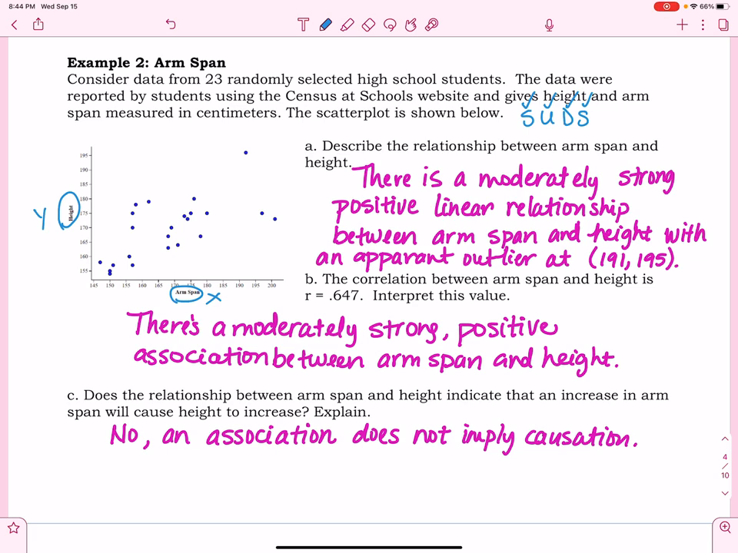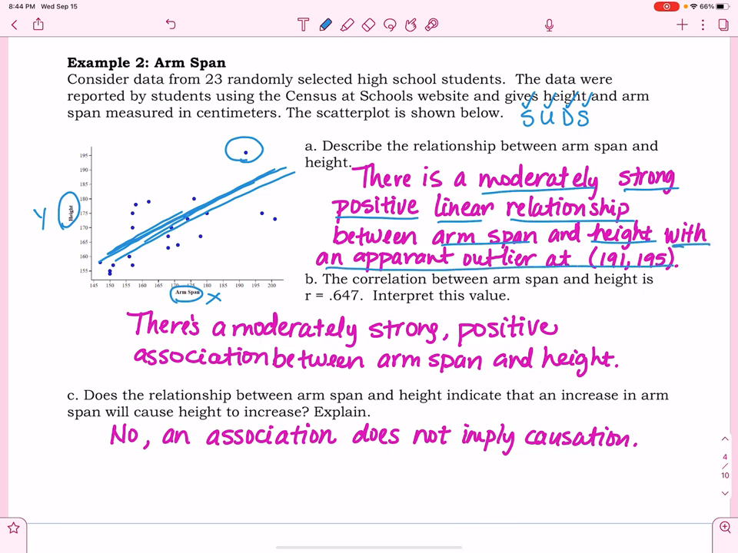As you can see, we've got some ordered pairs over here, and you can see they're trending in the positive direction, and they're somewhat linear. So I am going to indicate that there is a moderately strong, positive, linear relationship between arm span and height. And it looks like this little guy right here might be a bit of an outlier, so I'm going to comment on that. So I write here, with an apparent outlier at (191, 195).